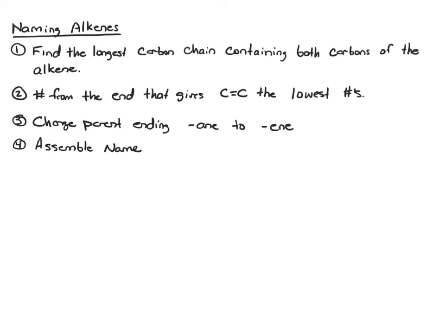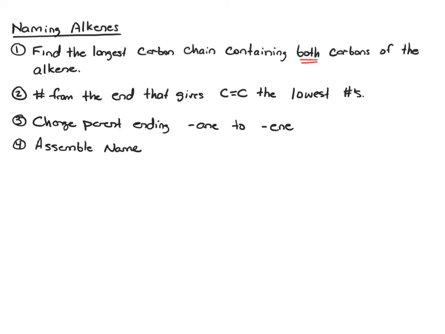So first step, find your longest continuous carbon chain that contains both carbons of the alkene. This is crucial. You have to capture both carbons of the double bond in the parent chain. From there, number from the end that gives the double bond the lowest numbers. When you come up with the parent name, you want to change your ending, ANE, to ENE to specify that it's an alkene. And then finally, you assemble the name.